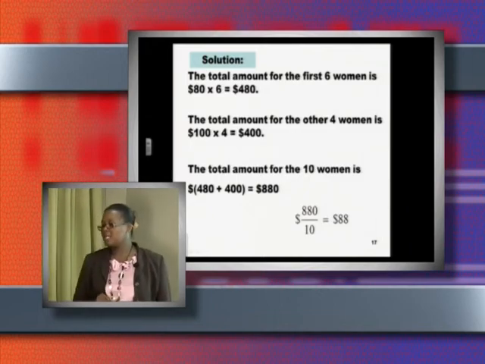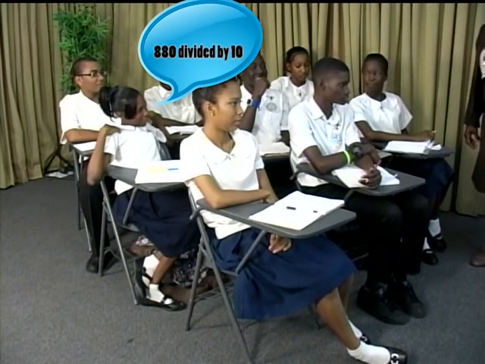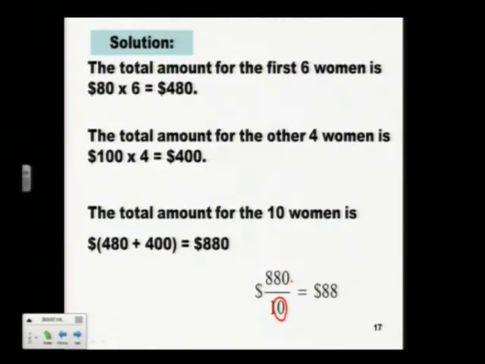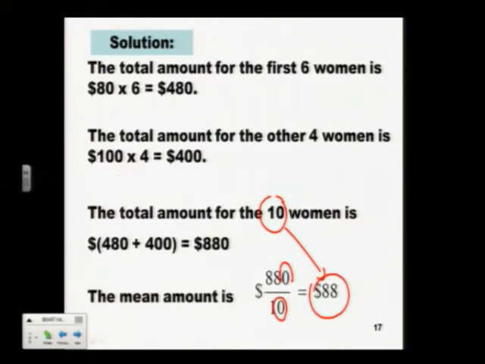$88. How did you get 88, Gabrielle? 880 divided by 10. And when you're dividing by numbers like 10, 100, and so on, you have 1 0 here. We move the decimal point one place forward. So we have 88 representing the 10 women. Very good. So the mean amount is $88.